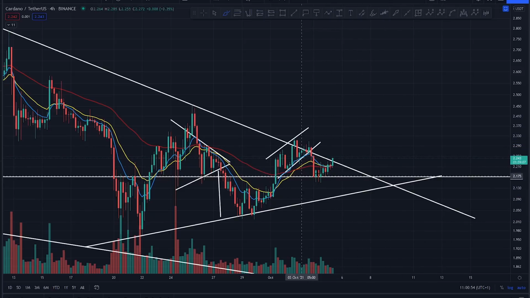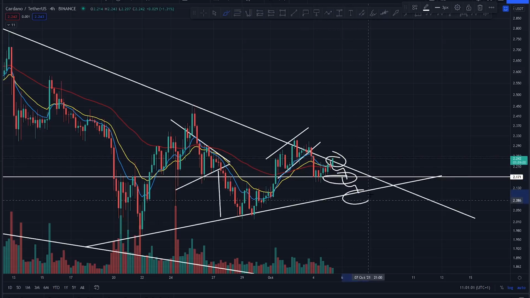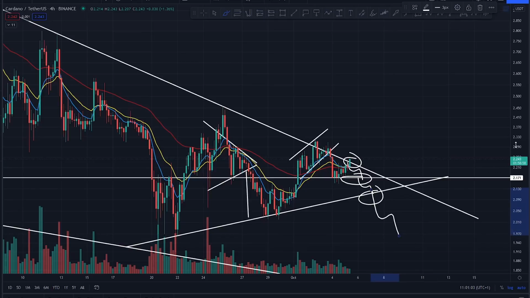So yeah, for Cardano, I do think that if you get rejected at this level here and you start to roll back, if you do lose this key support here, you would be coming down here. You lose that, I think you're going to come down, to be honest with you. So it's on a knife edge, isn't it? This is your key level of support right now that you want to see Cardano hold.